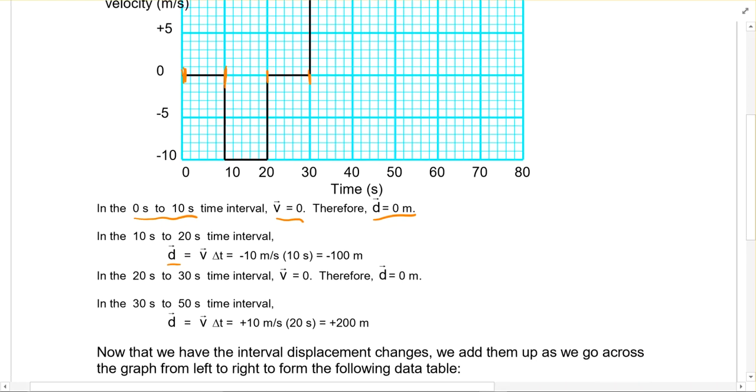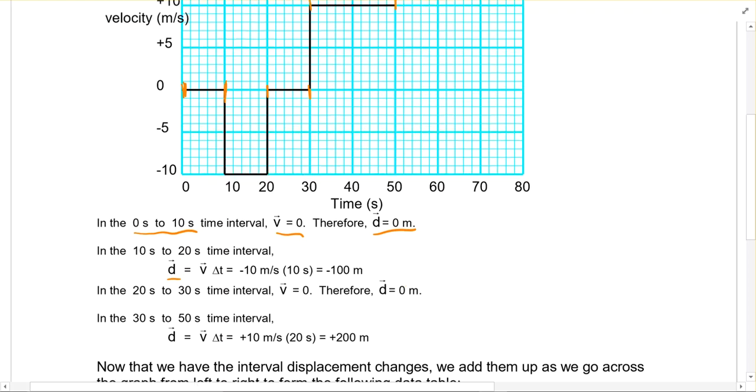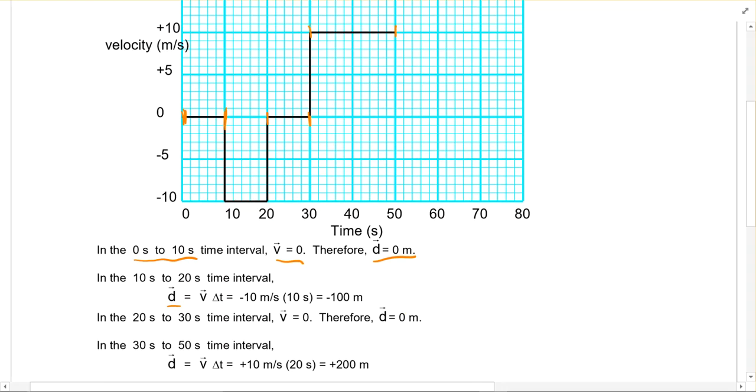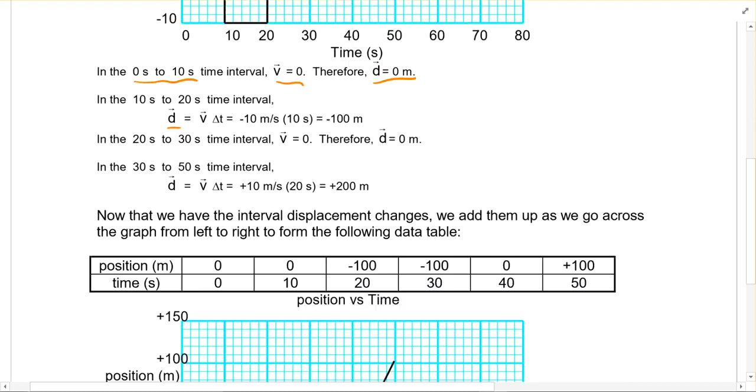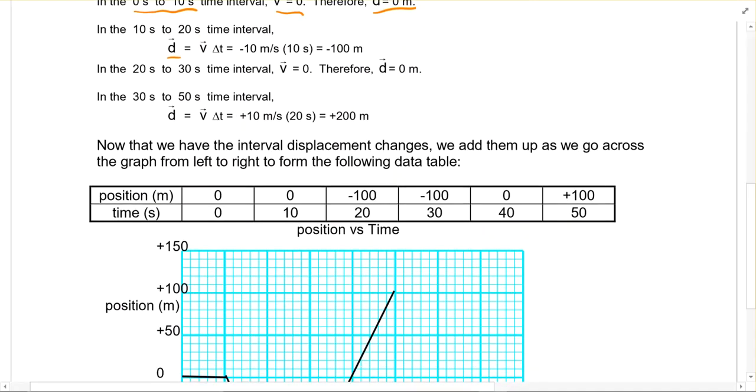Okay? And you can see that from 20 to 30, velocity is 0, so your displacement is 0. And then 30 seconds to 50 seconds, so from this tick to that tick, it's going to be positive 10 times 20, so positive 200 meters. Okay, now we've got to start graphing all this stuff.